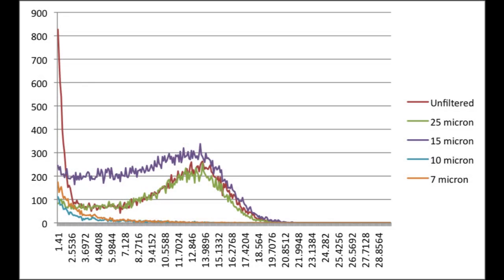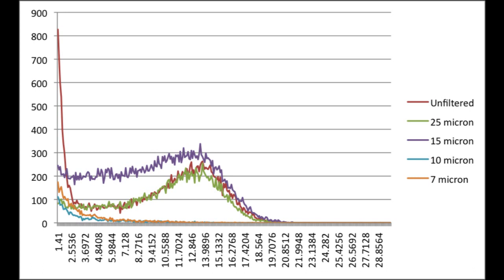Here are the size distributions of the droplets collected after the first run. The x-axis represents the size of the droplets in microns, and the y-axis represents the number of droplets of that size. The red line is the unfiltered sample. The green line represents the sizes after the droplets were run through the 25 micron filter. The purple line is the 15 micron filter, blue is 10, and orange is 7.